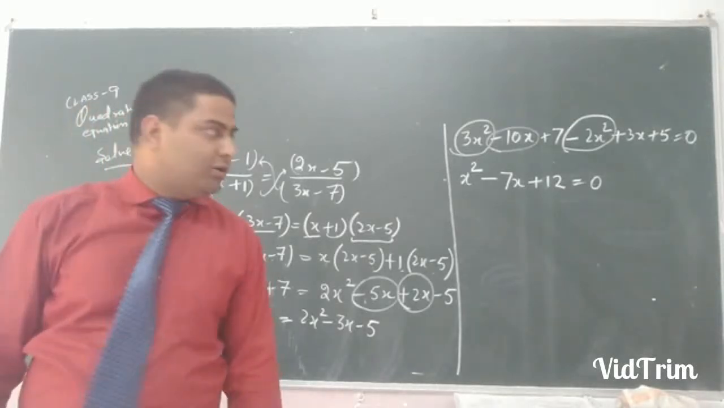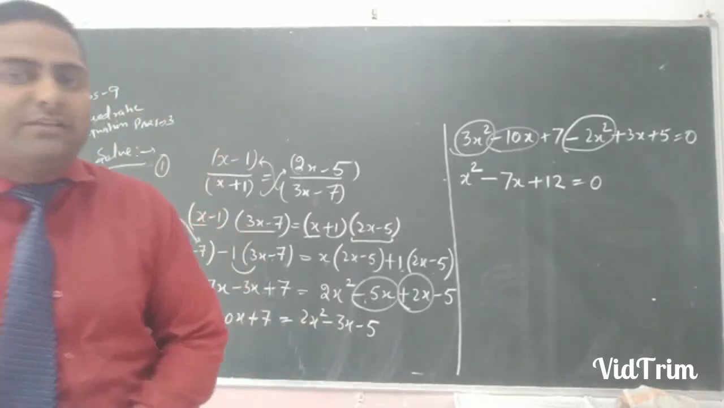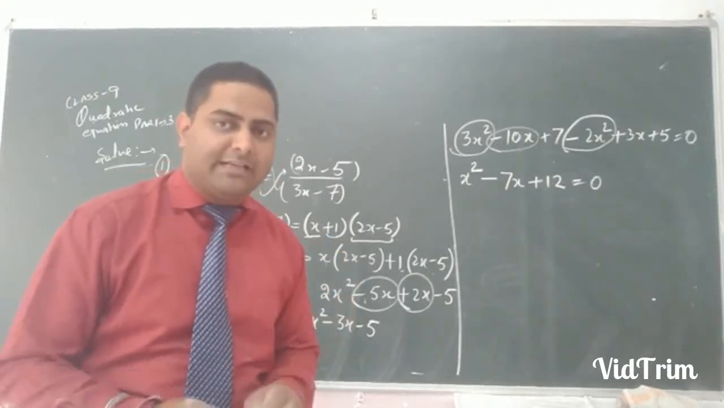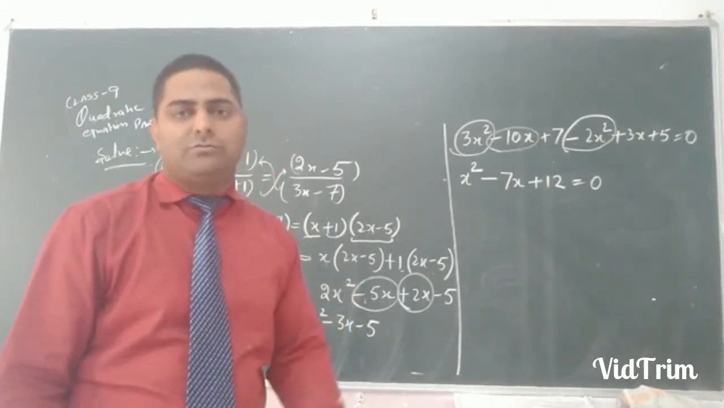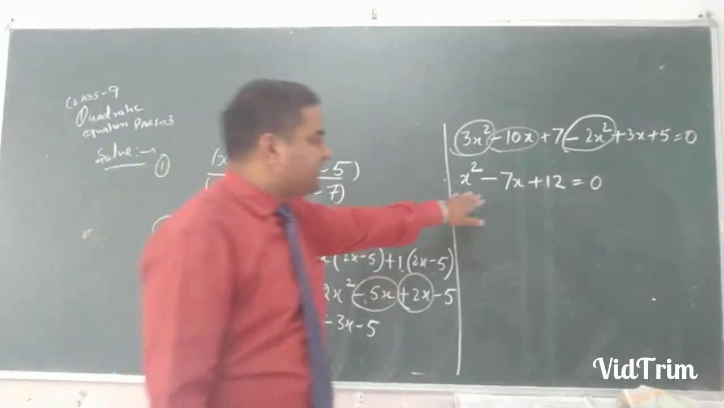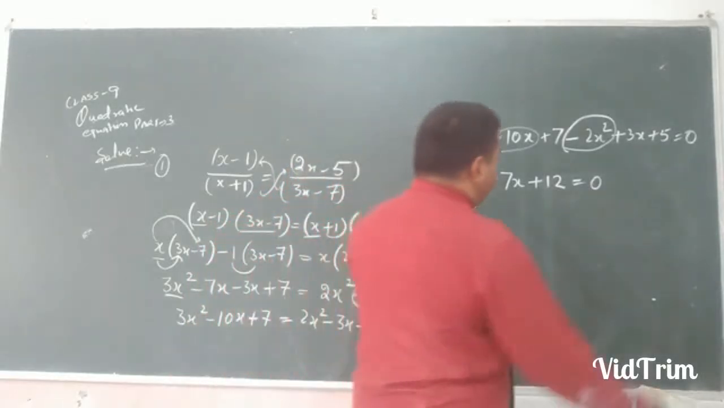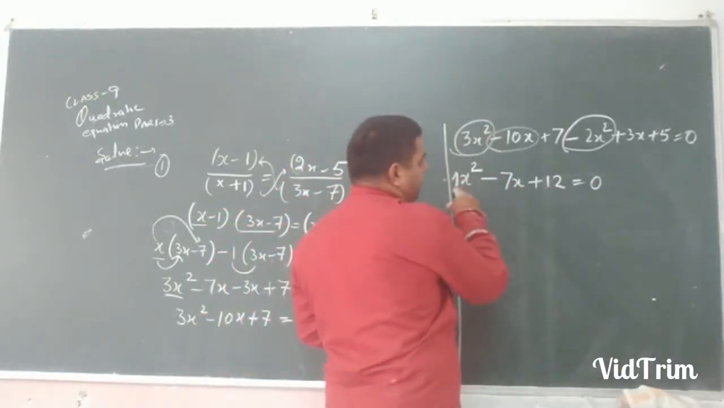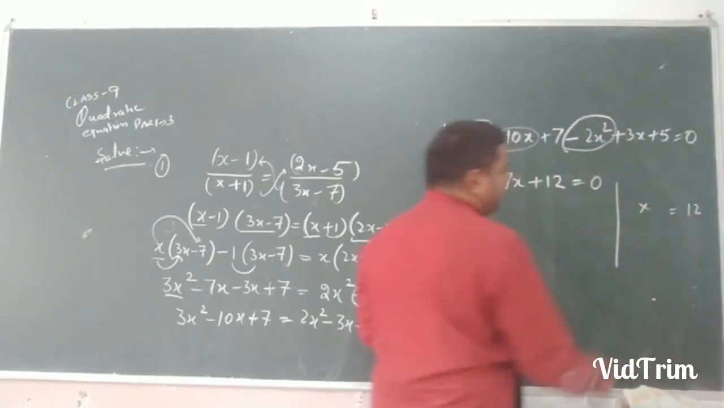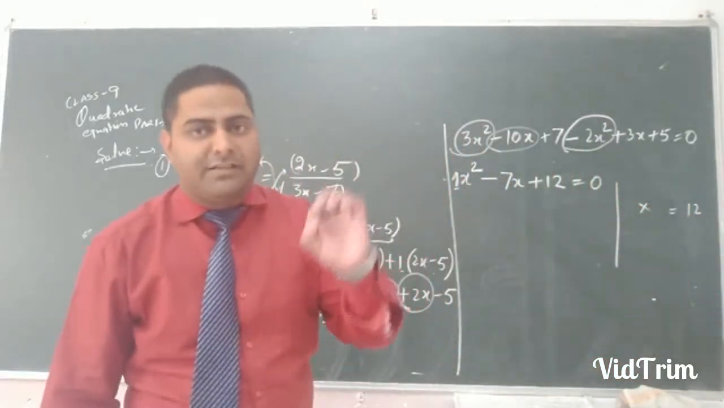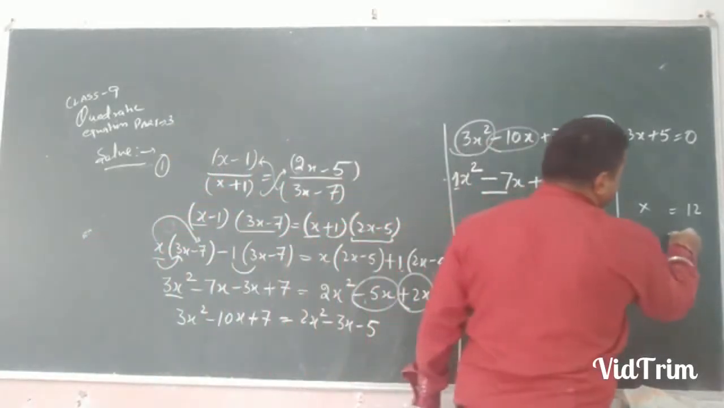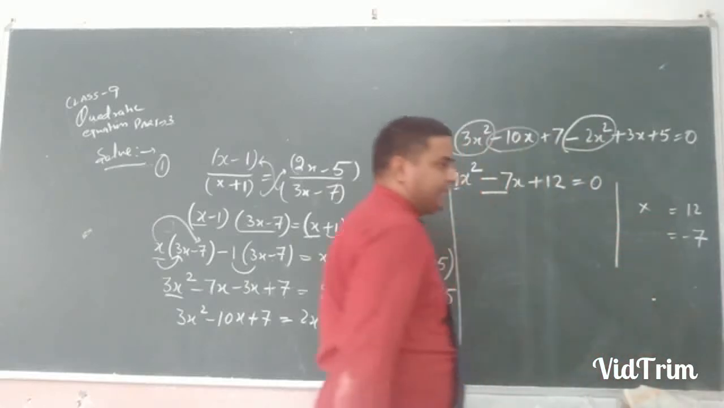Now we got the required quadratic equation, that is x square minus 7x plus 12 equal to 0. Now we have to find the roots of this quadratic equation. Here the coefficient is 1. 1 into 12 is 12. So we need two numbers which when multiplied give plus 12, and when we add them we must get minus 7.